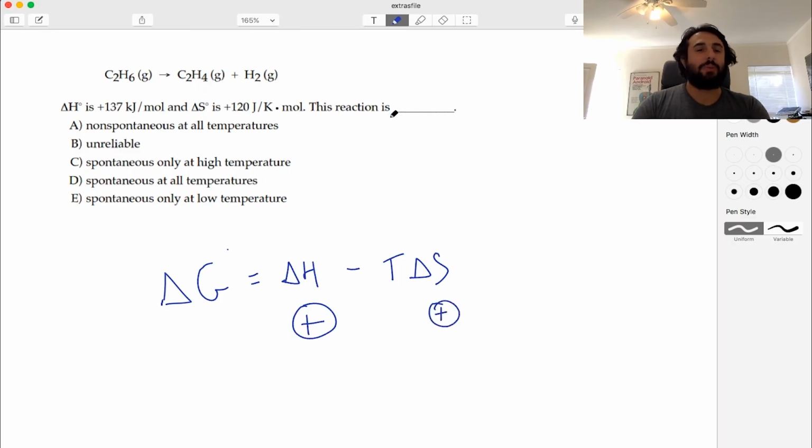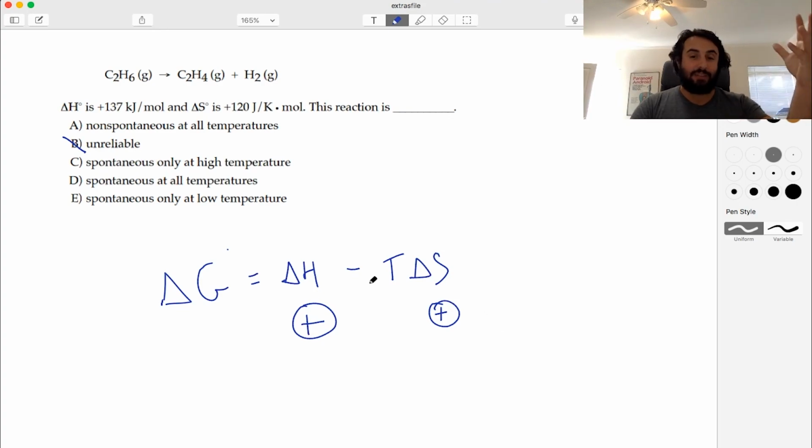Now, we'll look at the options. Okay, unreliable, that doesn't mean anything at all. So quickly, we're going to just get rid of that one. That doesn't make any sense. So spontaneous, non-spontaneous. Can we say that it is spontaneous or non-spontaneous at all temperatures? Well, let's take a look. We have a positive value minus a positive value. Well, a positive minus a positive could end up being positive or negative.